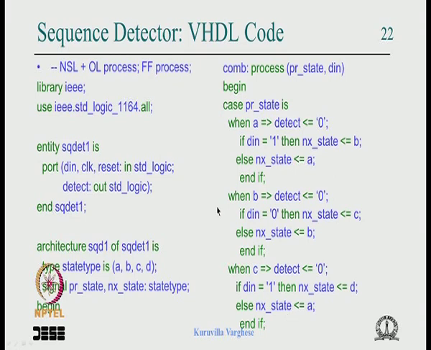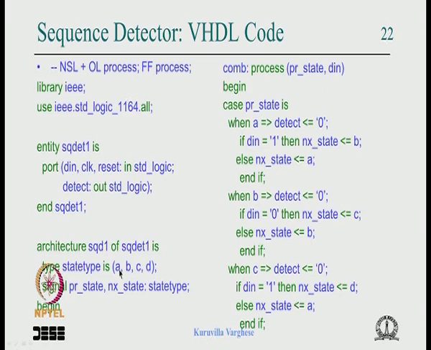So this is the sequence detector VHDL code wherein the next state logic and output logic are combined in a single process and the flip flop is a process. So as before we have the library and the package, we have the entity with DIN, clock, reset as input and detect as output. In the architecture declaration region before the begin we have the enumerated data type, state type is A, B, C, D, signal present state, next state is state type, and these are all standard, so you can copy paste from the previous thing.